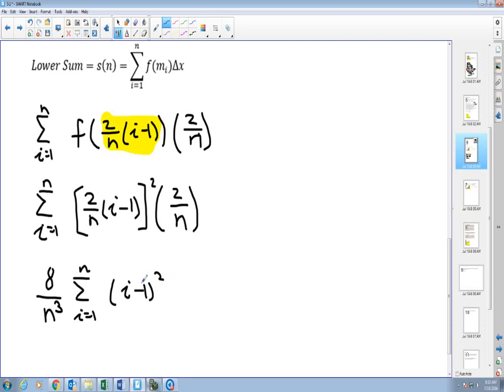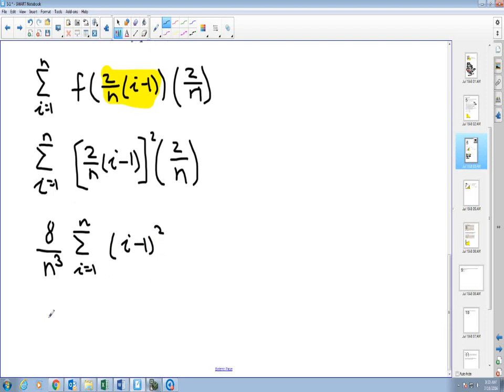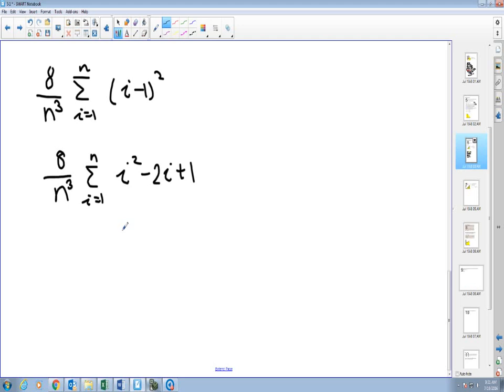If we multiply it out, this i minus 1 squared, with 8 over n to the third still up front, will be i squared minus 2i plus 1. I'm going to go ahead and deal with this. I'm going to split it up as 3 different sums. At the same time, I'm also going to expand my i squared as well.